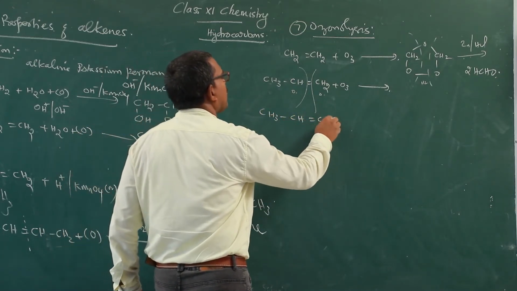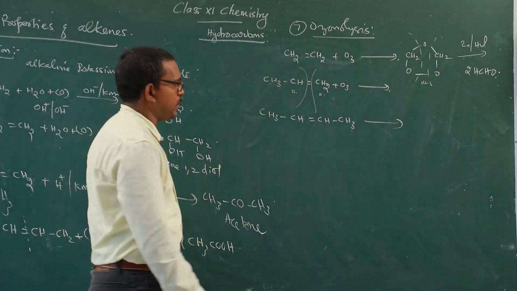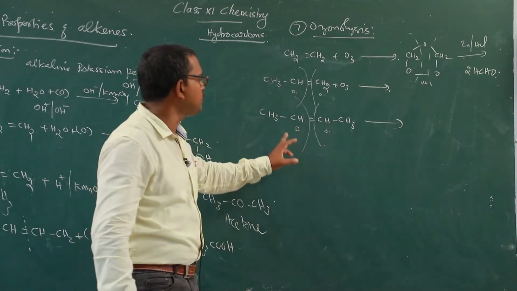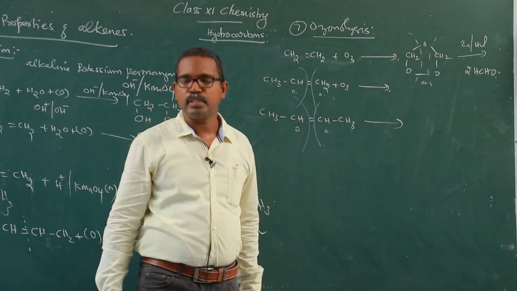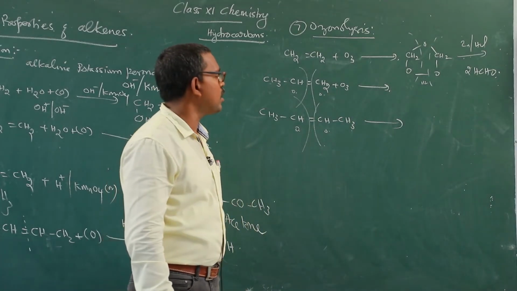CH3, CH double bond, CH, CH3. This is 2-butene, a symmetrical olefin. Here also it gives an oxygen here and an oxygen here. What's the product formed? Two molecules of ethanal, or acetaldehyde, are obtained.